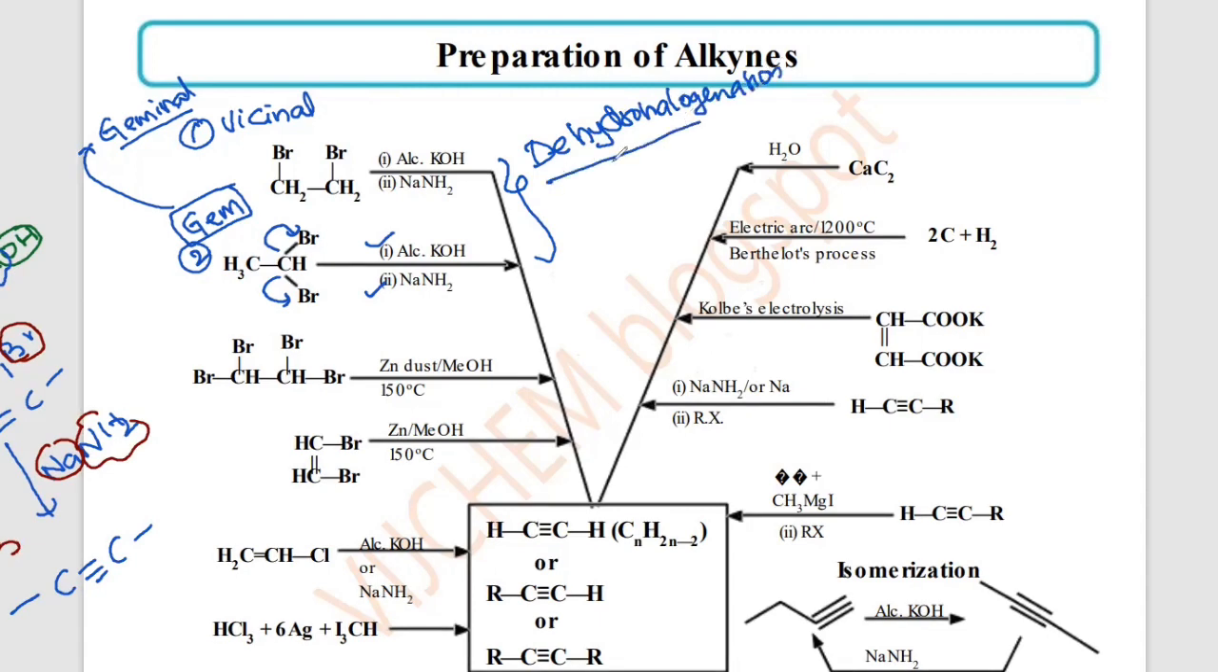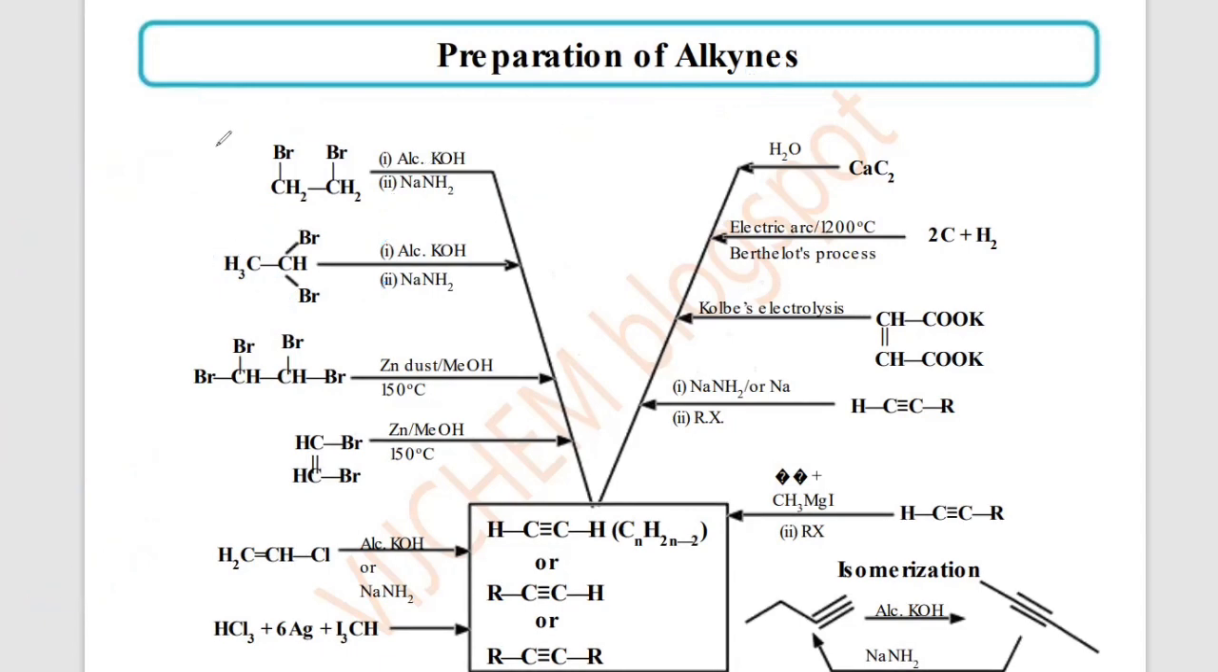Dehydrohalogenation. By the dehydrohalogenation of vicinal or geminal dihalides, we can prepare alkynes by using, in the first step, alcoholic KOH, and in the second step, sodamide. So this is how preparation of the alkyne is done. This is the vicinal, this is the geminal, and both are dihalides only.